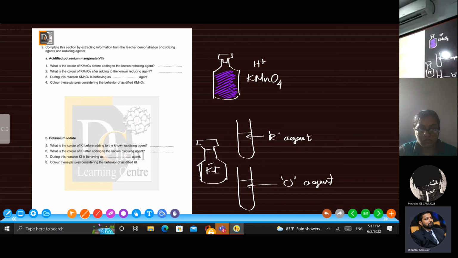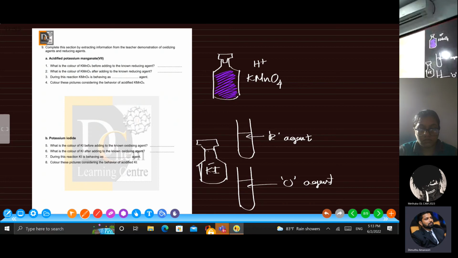Right, okay. So do you have a color change? Solution A: colorless, colorless. So no reaction. This is not an oxidizing agent. Earlier we proved it is a reducing agent, and now we are proving this is not an oxidizing agent.